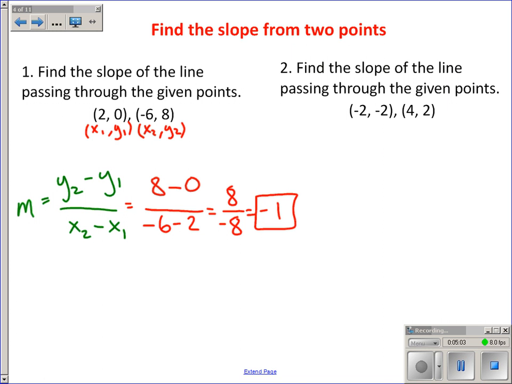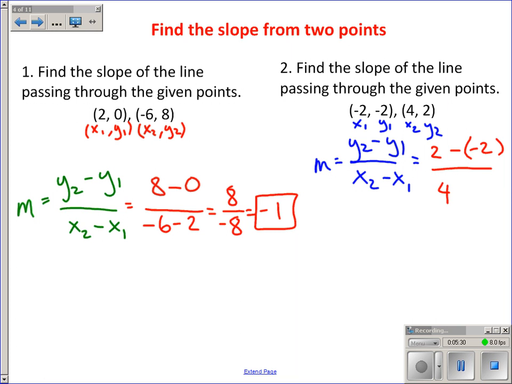Okay. Now in number 2, find the slope of the line passing through these given points. Again, I will use m is equal to y2 minus y1 over x2 minus x1. Again, this is x1, y1, x2, and y2. So y2 is 2 minus y1 is a negative 2. So it's 2 minus a negative 2 divided by 4 minus a negative 2. Now 2 minus a negative 2 is the same as 2 plus 2, or it's 4. And 4 minus a negative 2 is the same as 4 plus 2, or 6. And 4/6 simplifies to be 2/3. So the slope of this line is 2/3.